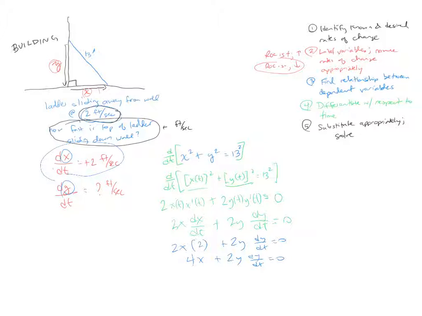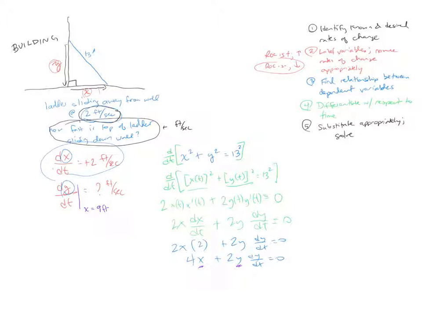So let's say I knew a specific moment at which I wanted to define the rate of change. Like maybe I wanted to find the rate of change when the ladder was 9 feet from the wall, the base of the ladder. So the ladder base being 9 feet from the wall gives me an x value that I can actually plug into this to get a specific number. But I would also need a y value to find that as well.